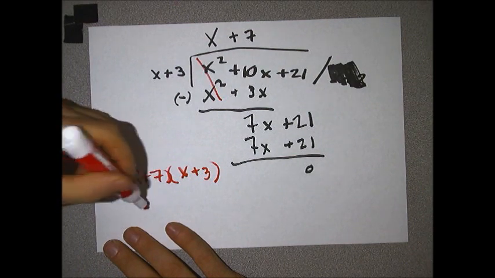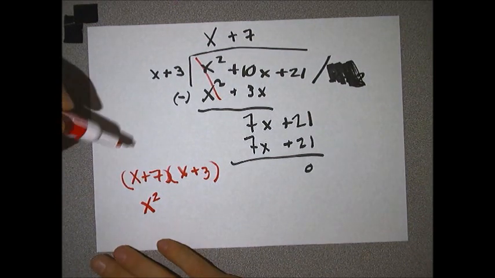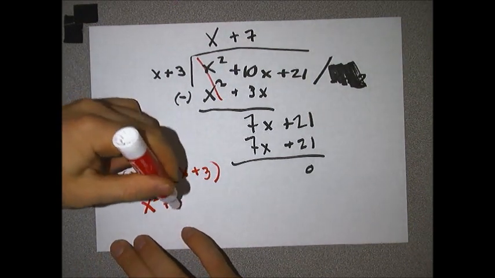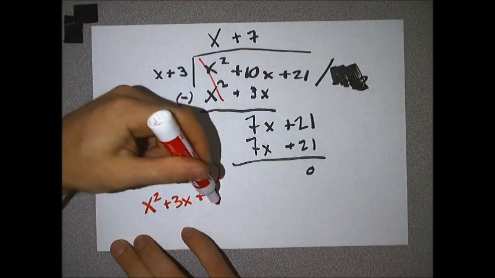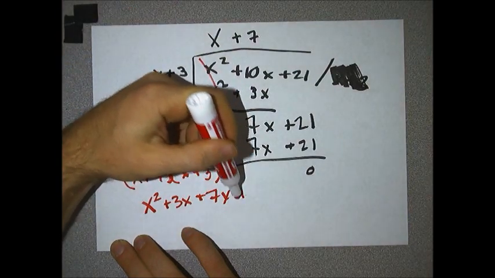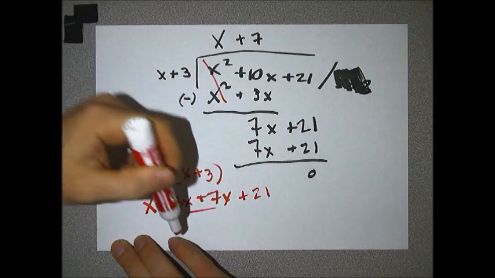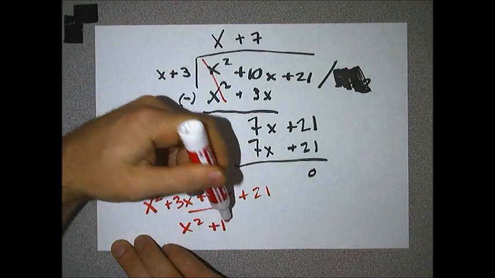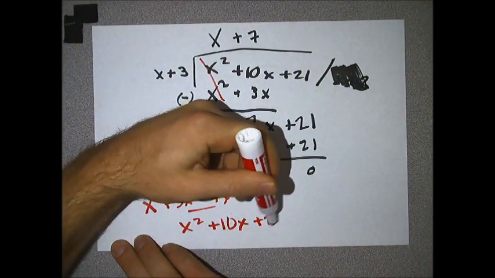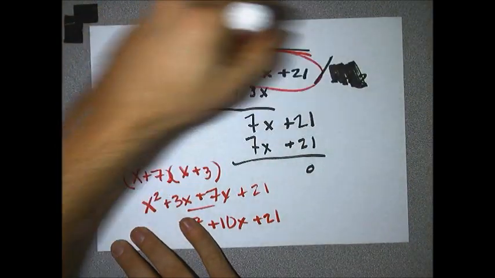First times first is x squared. The outer gives you 3x, the inner gives you 7x. Last times last is 21. Combine the middle, x squared plus 10x plus 21, and that's what you started with underneath.